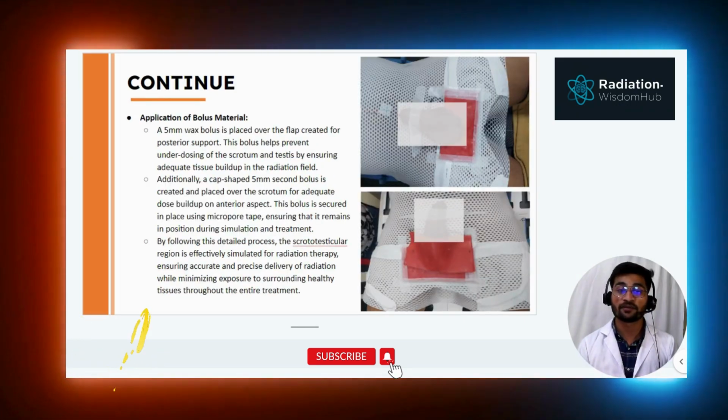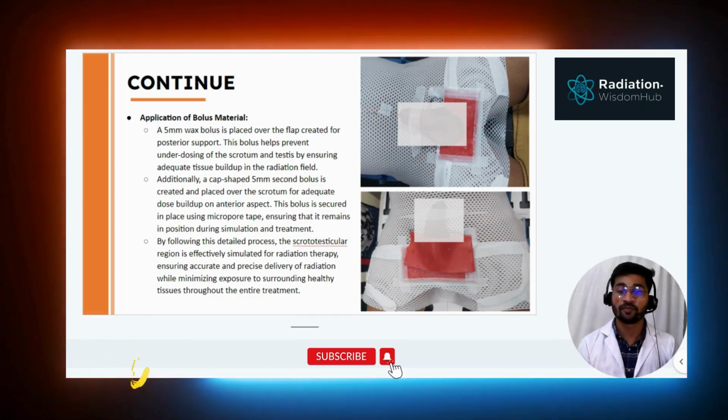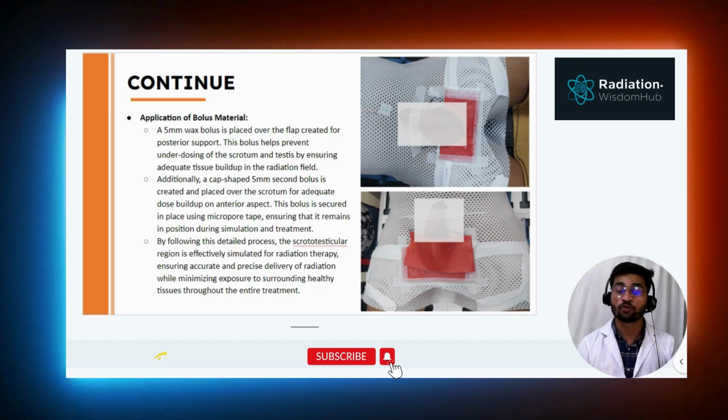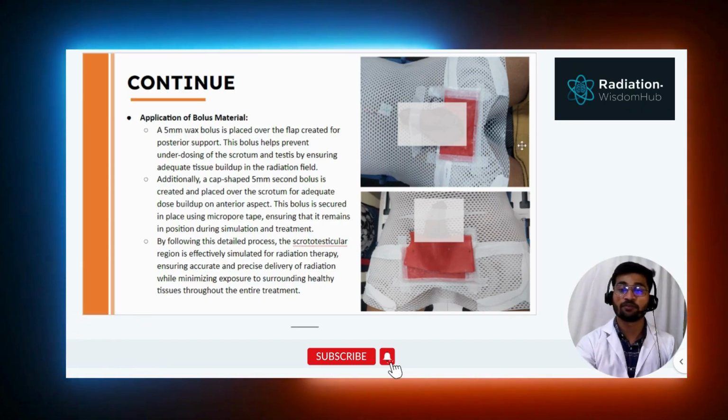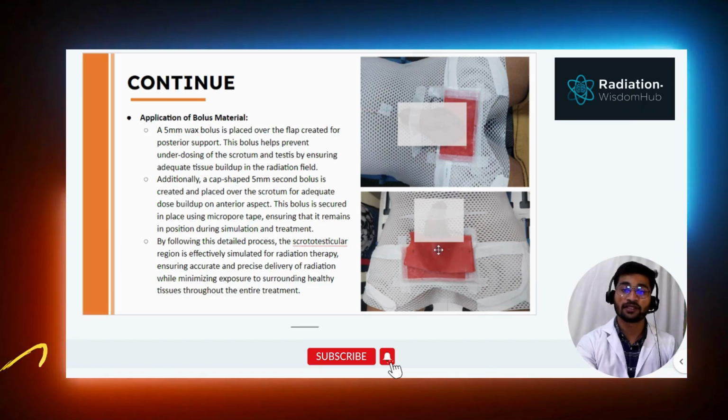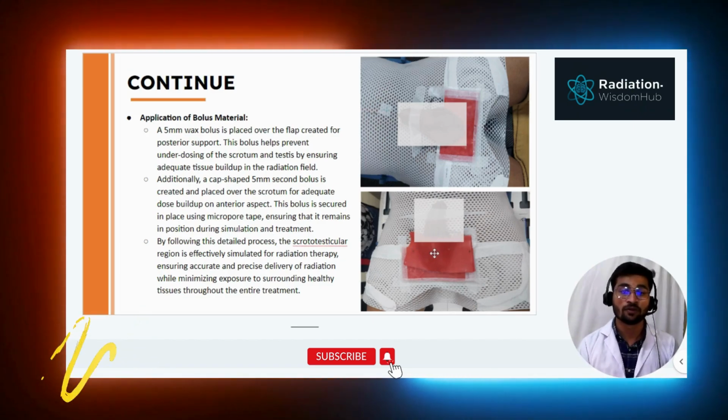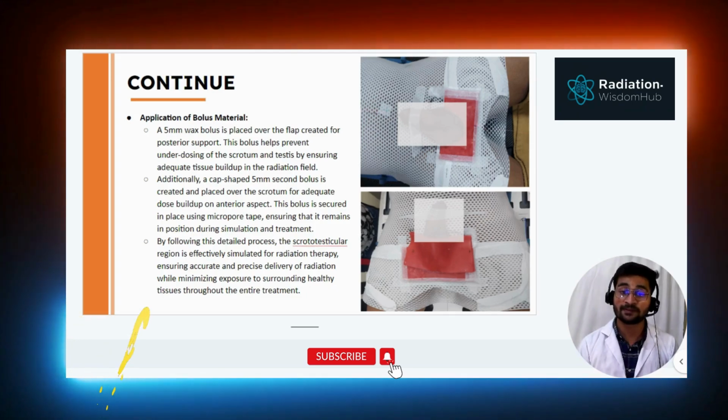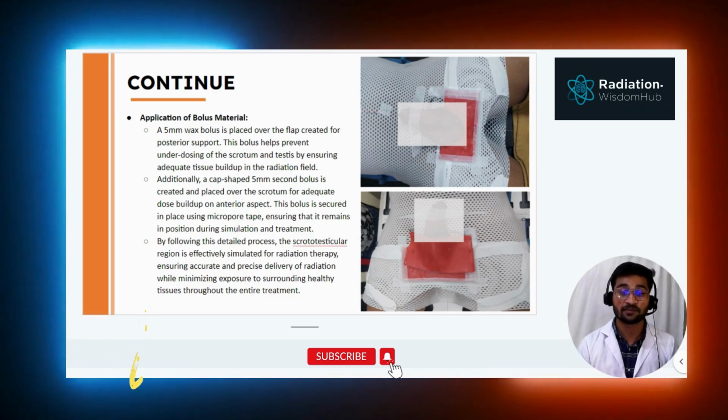So here is the application of bolus. We made the bolus for the superior and anterior aspect, as you see in the picture. Here is the posterior and here is the anterior, you can see. So a 5 mm wax bolus is placed over the flap created for the posterior support.